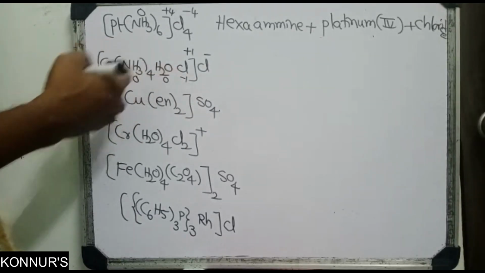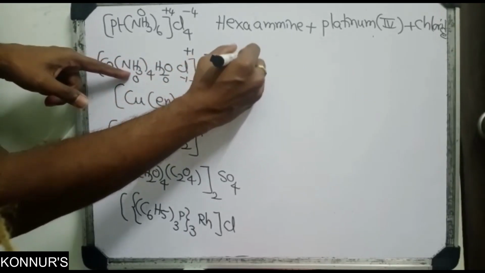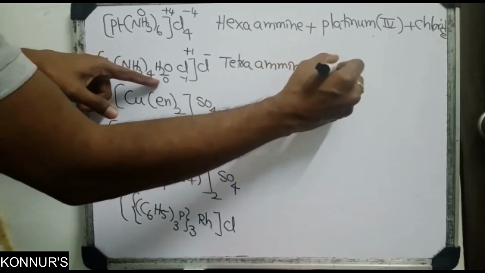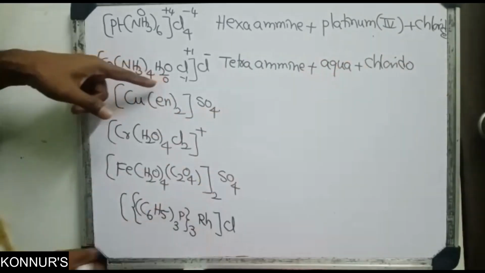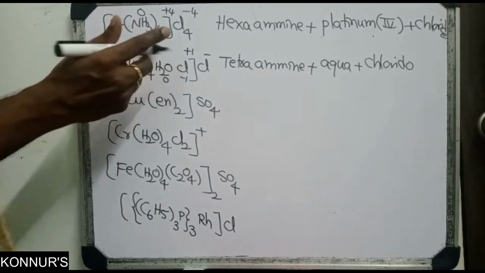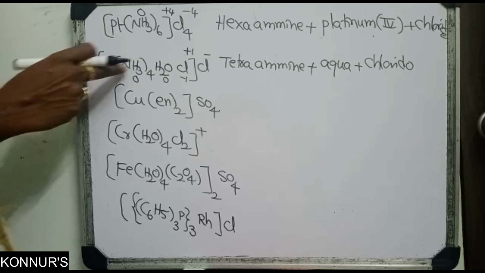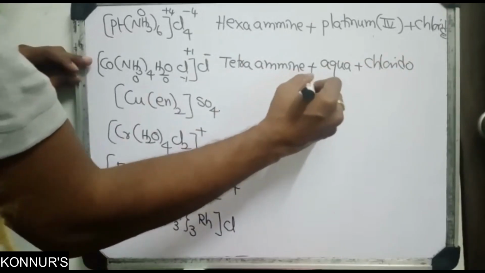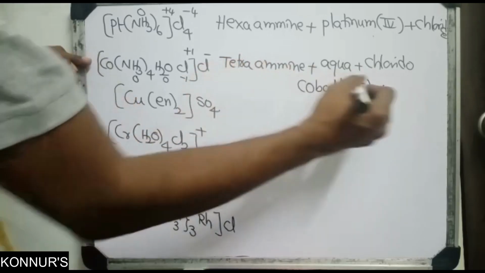So here you write in alphabetical order. So that means first ammine. So tetraammine, aqua, chloro, otherwise chlorido. So no problem. So chlorido. Next, what will be the charge? Say minus 1. Because of minus 1 it gets plus 1. Again plus 1. So you are getting 2. So cobalt(II), ended with chloride.